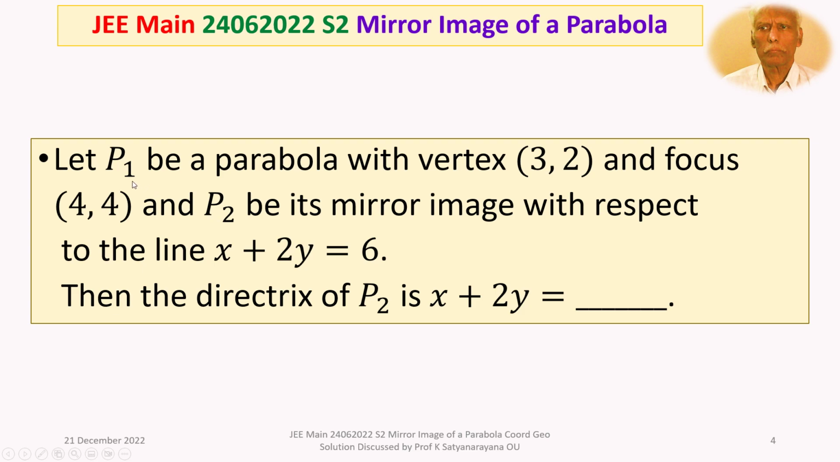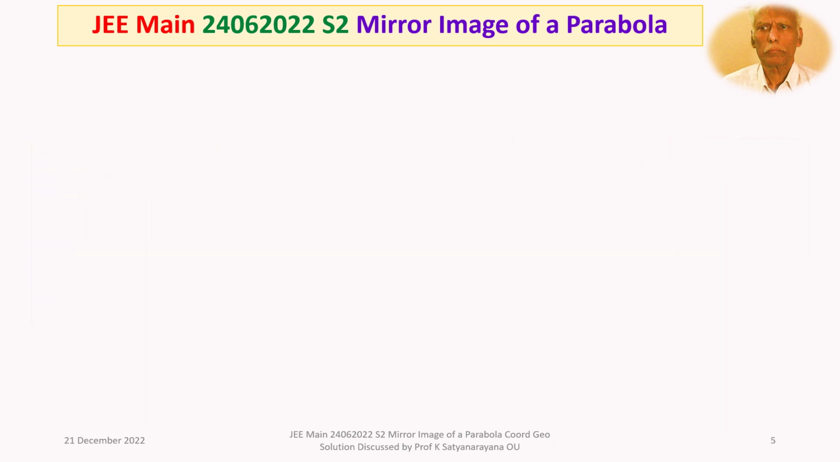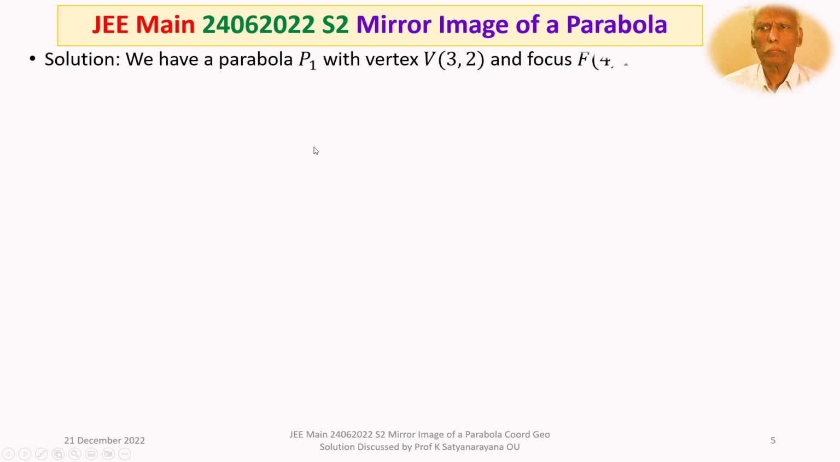We are given a parabola P1 whose vertex is at (3, 2) and focus at (4, 4), and P2 is given to be the mirror image of P1 with respect to the line x + 2y = 6. We are required to find the directrix of P2, in the form x + 2y = dash. We now discuss the solution of the problem in detail.